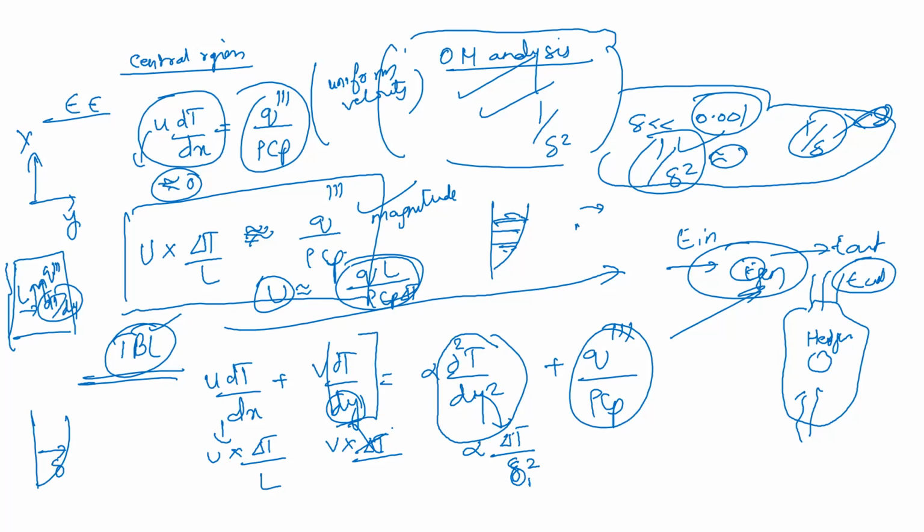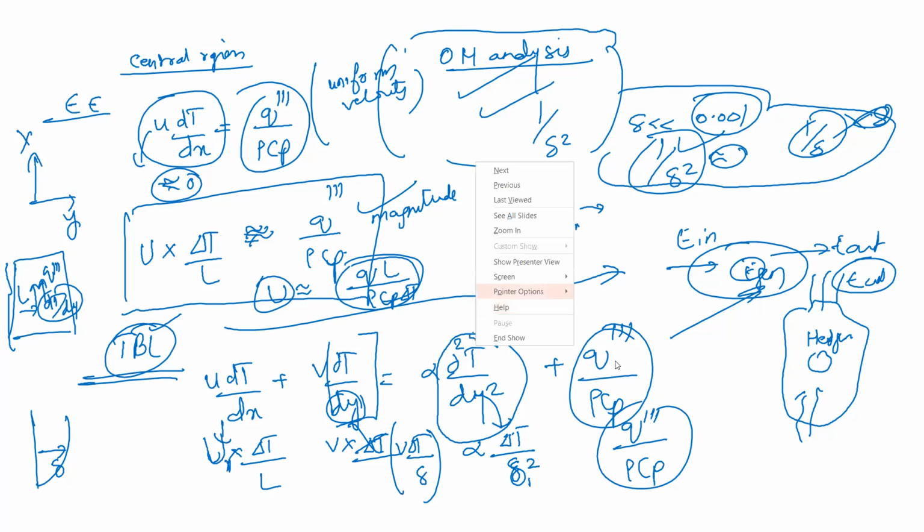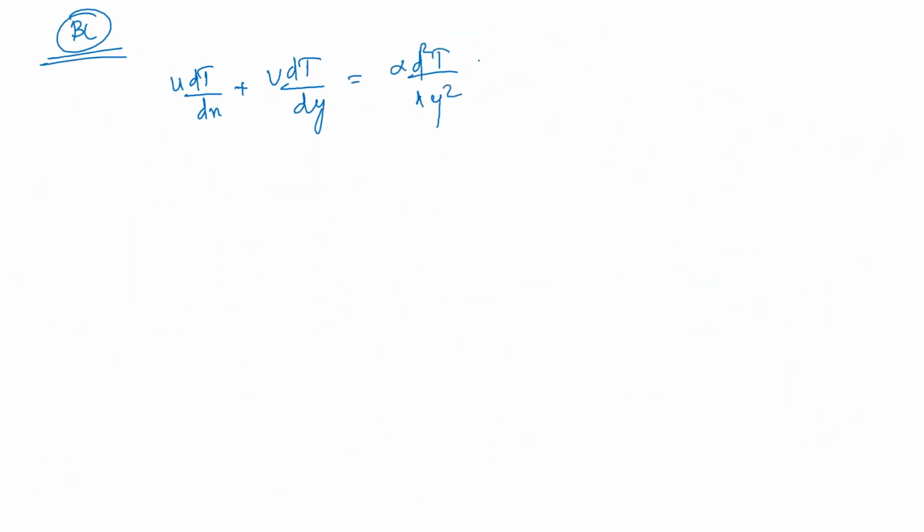If we look at this, here also it is V delta T by delta. Then Q triple prime by rho Cp exists. We have to notate this by U1 because it's in the boundary layer. So I'll rewrite it again: U dt by dx plus V dt by dy. This is for the boundary layer, or towards the wall, is equal to alpha d square T by dy square plus Q triple prime by rho Cp.